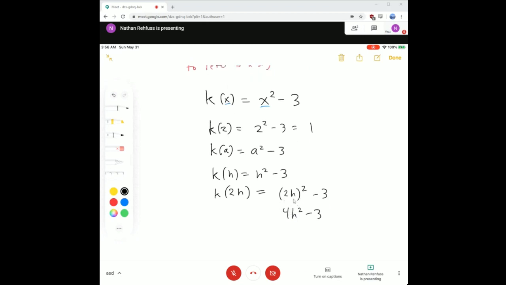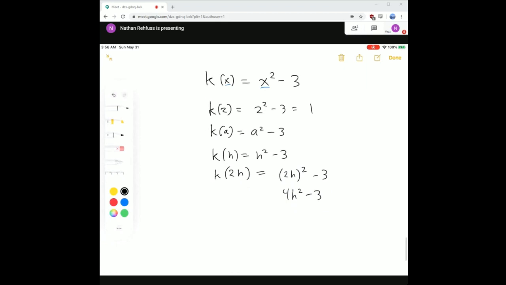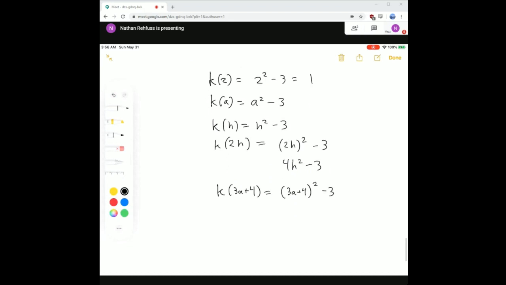So I need these parentheses. Like I said last chapter, whenever you're substituting something, evaluating a function is like substituting, whatever you're dropping in, you want to put parentheses around it to make sure you catch the whole thing. So this whole input is getting squared, and that's why these parentheses are here. If I wanted to take k of 3a plus 4, the answer would be 3a plus 4 all squared minus 3. So I'd have to FOIL.